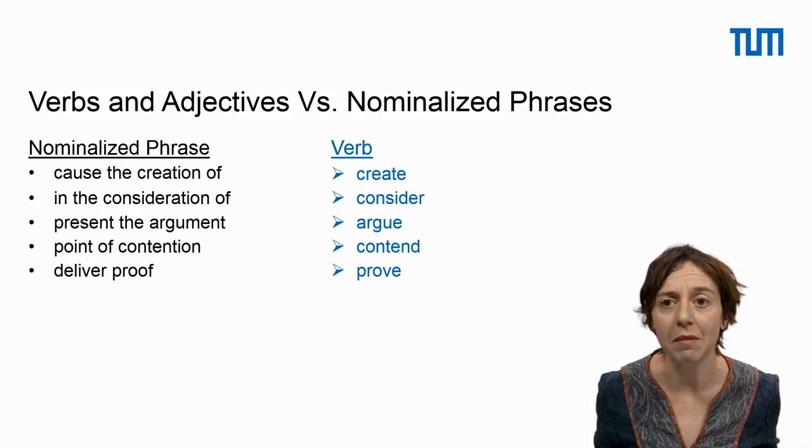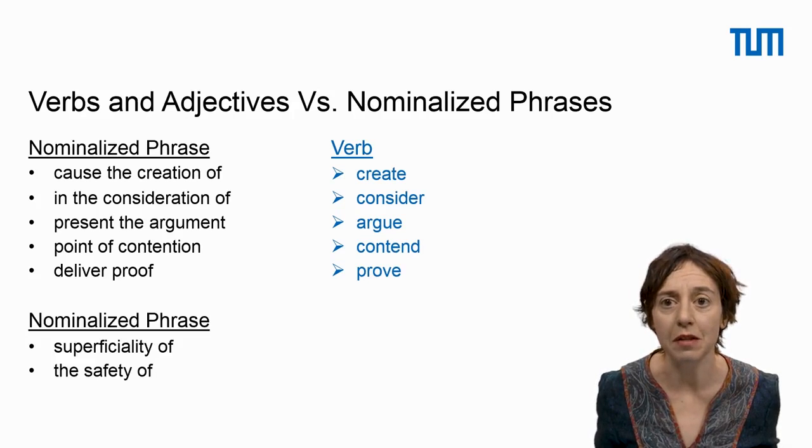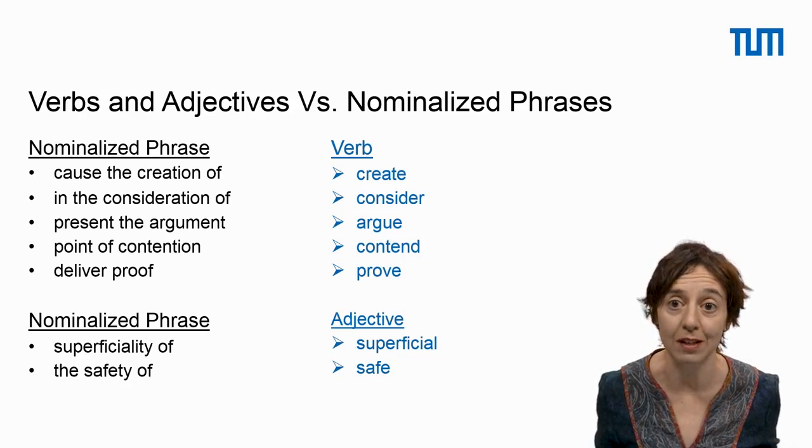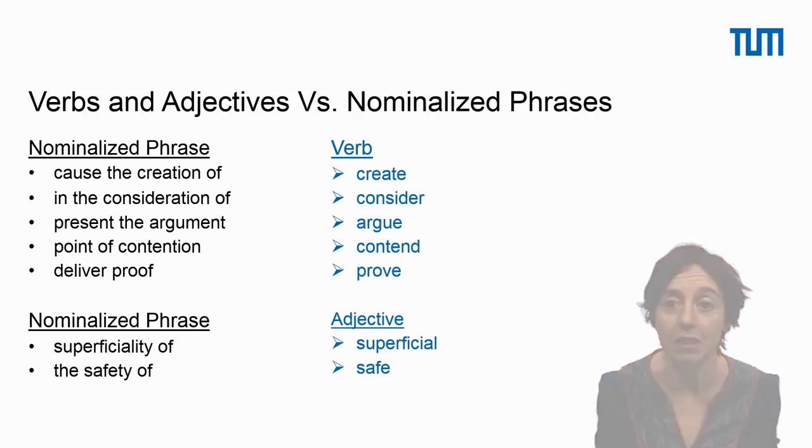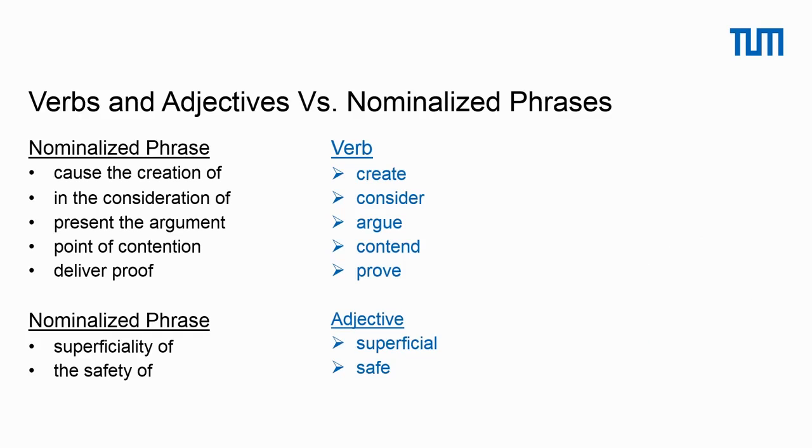Nominalizations can also be made from adjectives. Here are some examples from the text on the previous slide. Superficiality of becomes superficial, and the safety of is replaced with safe. By replacing the nominalized phrase with the verb or the adjective, you are making your text shorter and easier to read. The reader doesn't have to go through a two-step process of converting the nominalized phrase into a verb and then understanding it. You do the extra work for him or her.